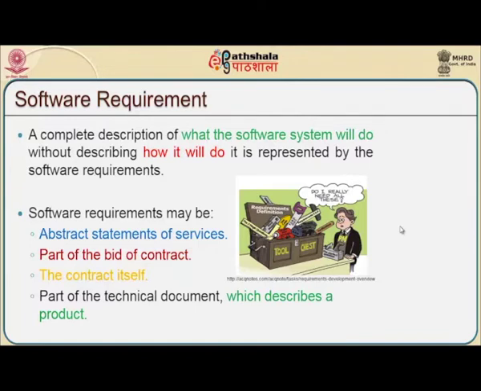Requirements give a clear understanding of what is to be developed, by way of understanding from the customer on the product development. Here comes the first definition of software requirement: a complete description of what the software system will do without describing how it will do it. Whenever software requirements are plotted, they talk more about what is to be prepared rather than how it is to be developed, which means the customer will give us a clear understanding of what is required as the output.